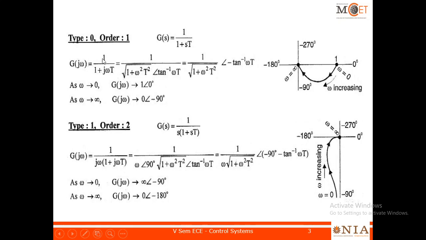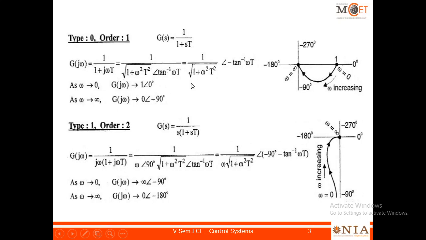So you will get 1 divided by 1 plus j omega into t, and for this term we have computed magnitude and phase. So let us get 2 points. Omega is equal to 0 and another point at omega is equal to infinity. When you substitute omega is equal to 0, the magnitude becomes 1, and the angle becomes 0. And when omega is equal to infinity, the magnitude becomes 0 and the angle becomes minus 90 degrees. So you've got 2 points now. One is at omega is equal to 0 and one is at omega is equal to infinity.